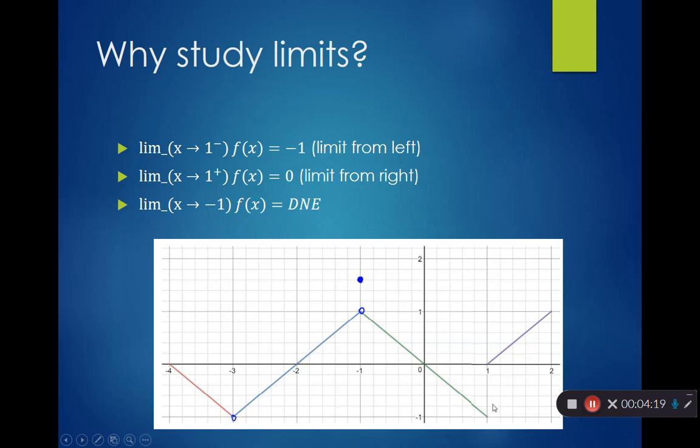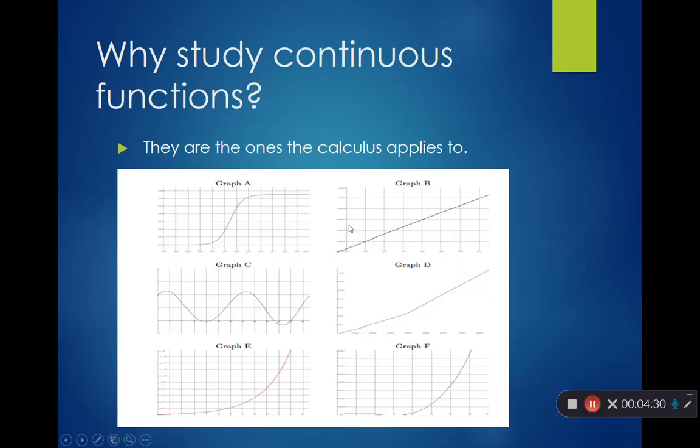Okay, so limits are picking up on jumps. They're ignoring holes. Okay, if there's a big jump like this, limits pick up on it. If there's a hole, limits ignore that. Okay, so that's what a limit is, and like I said, it's going to be very important in defining continuous functions. And so then I asked, well, why do you study continuous functions?